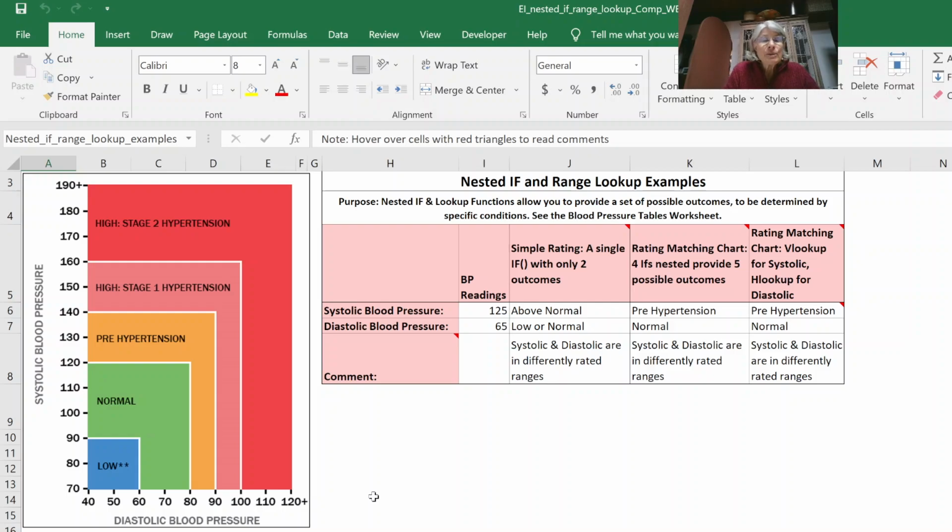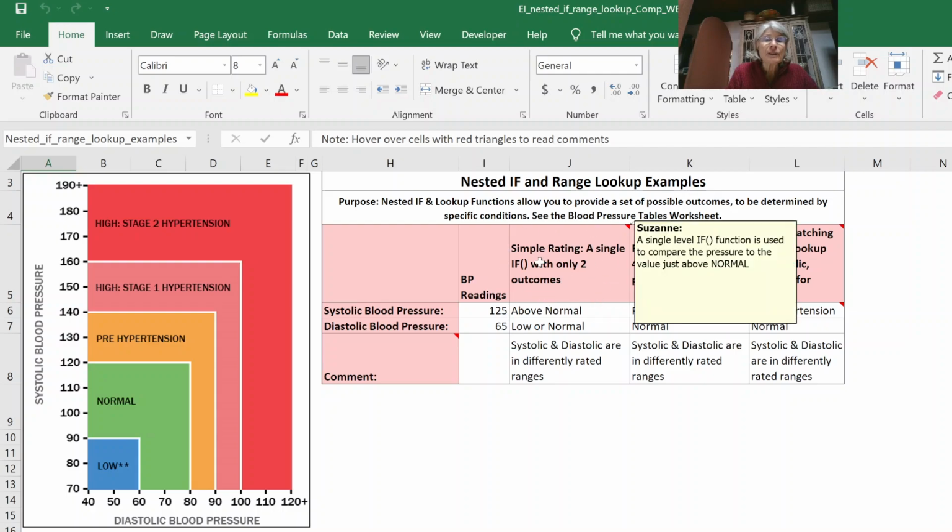And the example we're going to do here, we are going to have an outcome to each of these blood pressure readings, the systolic and the diastolic, based on whether it's either above normal or lower normal. If it's in the above normal range, we'll say it's above normal. And if it's in the low or normal range, we'll say low or normal. In this case, we're doing an if function, a single if function with only two outcomes.